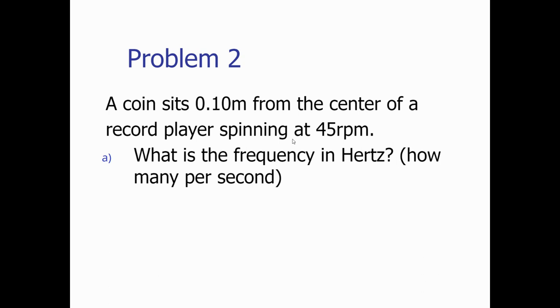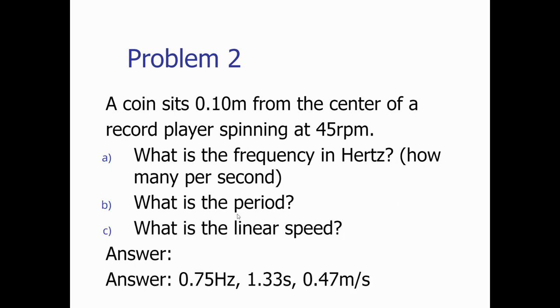All right, RPMs, you would just have to change this into hertz. So frequency in hertz, you'd have to divide that by 60. Once you get the frequency in hertz, you do 1 over that to get the period, and then plug it into one of your linear or tangential velocity equations in order to get the answer.